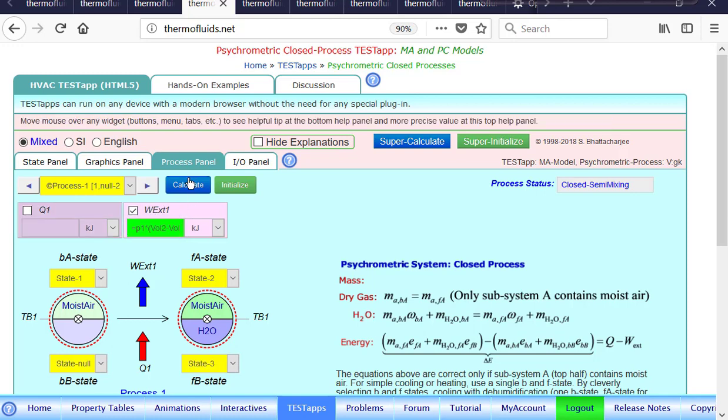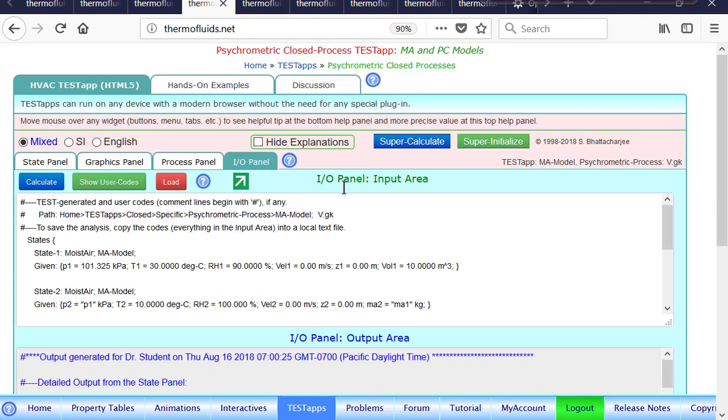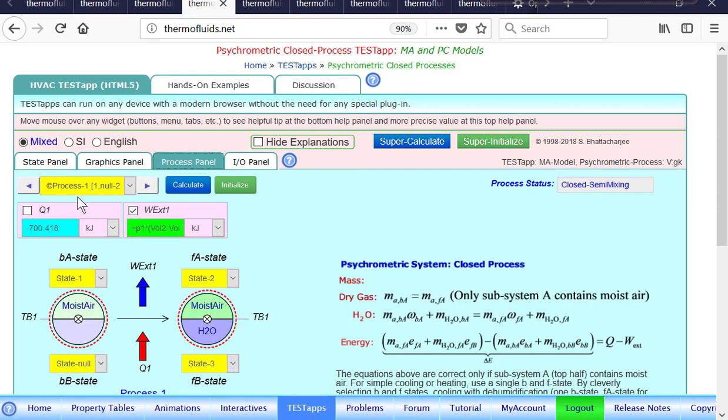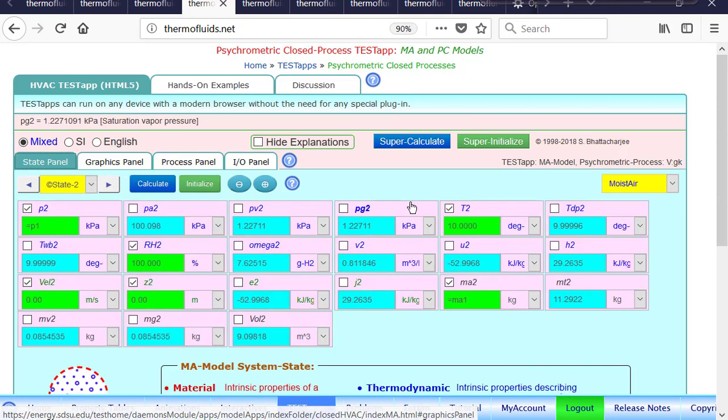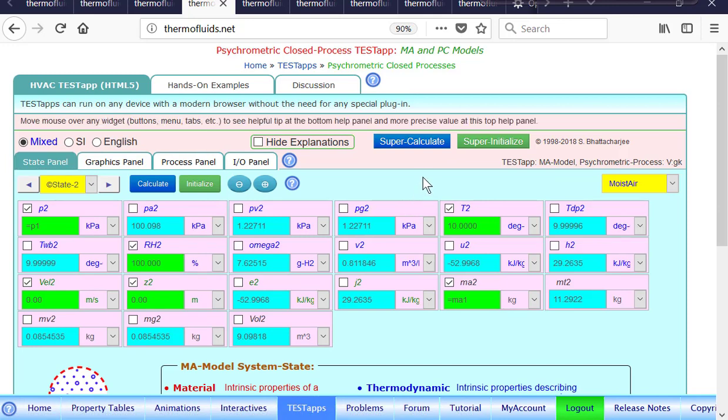If I do a calculate, you'll see if I put the pointer over, it will show I've calculated the boundary work, but Q is not found. Well, you click the super calculate button, it updates all the panels, and now Q is found. So you will see that even though the problem involves moisture and very advanced concepts, the way we have solved it is just about the same as any other closed process problem, except in this case we have used two different models, MA model and PC model.